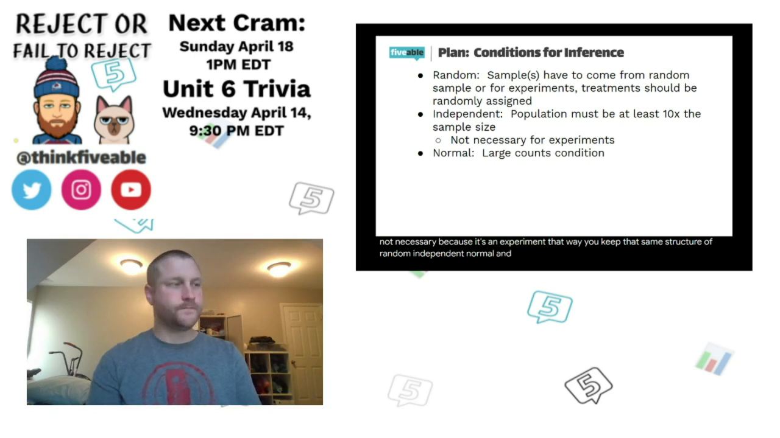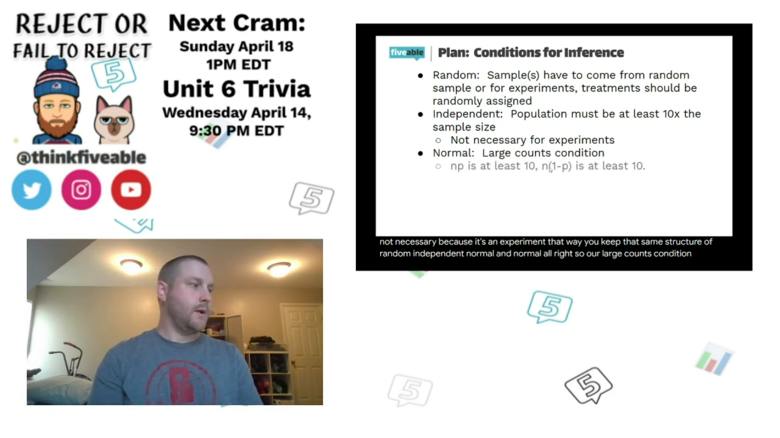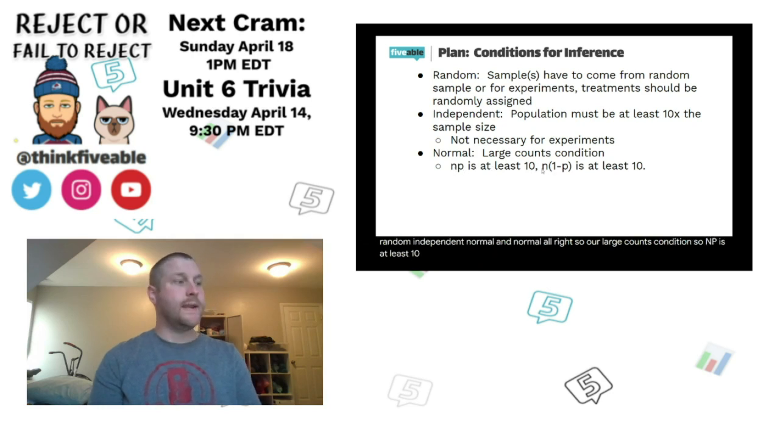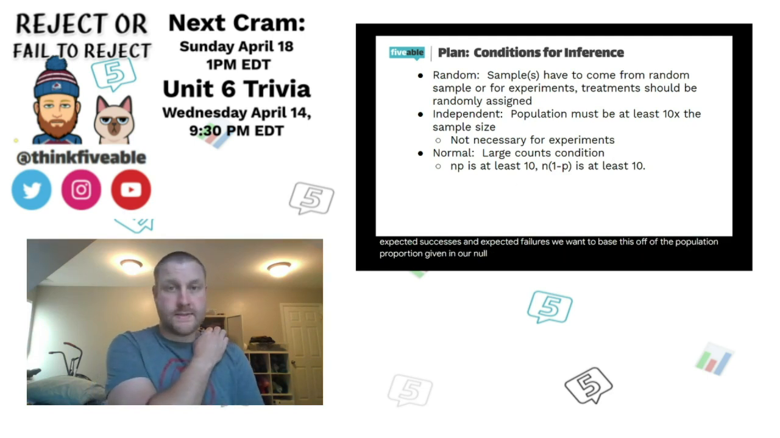And normal. All right, so our large counts condition. np is at least 10, and n(1 minus p) is at least 10. We talked about that last week. Basically 10 expected successes and expected failures. We want to base this off of the population proportion given in our null hypothesis.